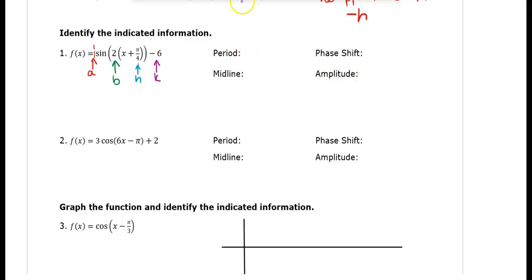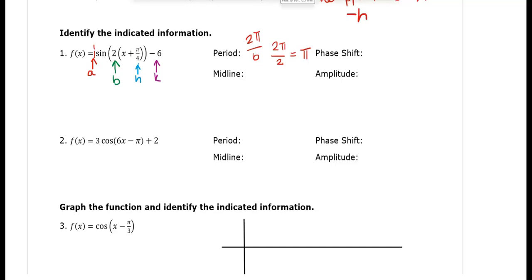Now, period, what you do is it's always 2 pi over b. If I look right here, b, we indicated that is 2. So this is 2 pi over 2. So that just gets me pi. So the period of this function is pi.